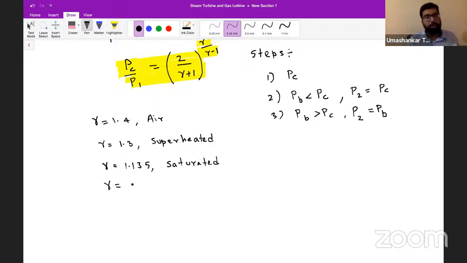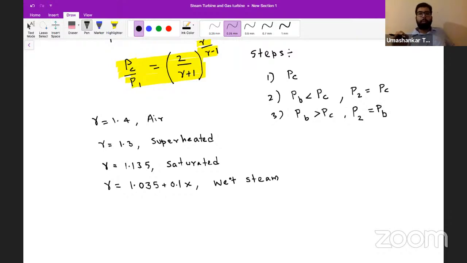If gamma is equal to 1.035 plus 0.1x, you can use this for wet steam, where x is the dryness fraction. So these are the values of gamma that you can use for general steams, and then solve the problems of the nozzle. Nozzle problems you can easily solve by using the values of gamma.